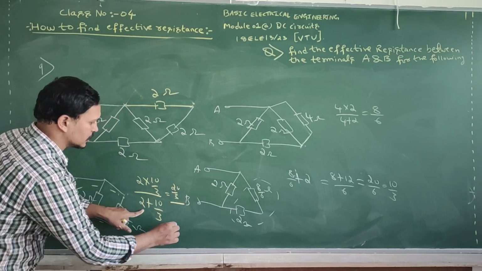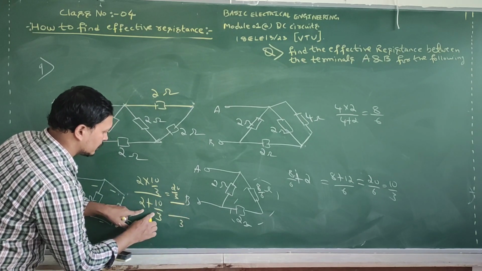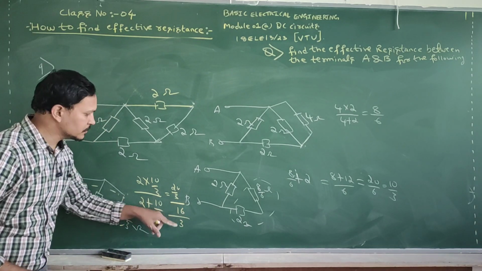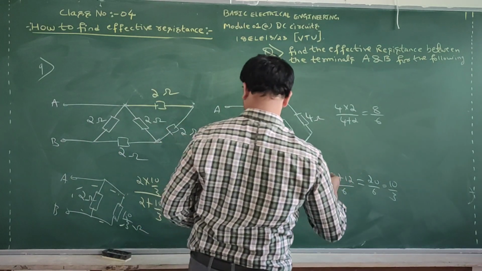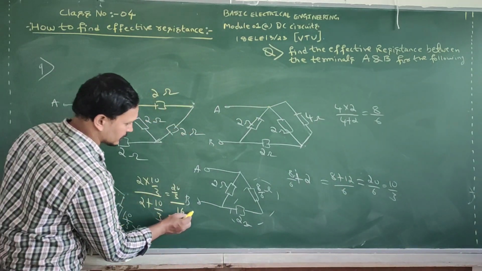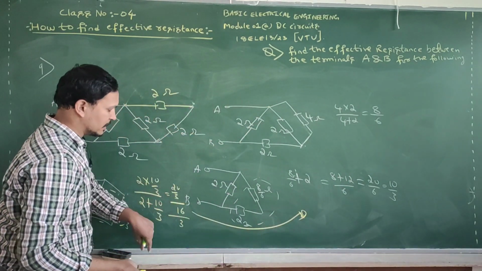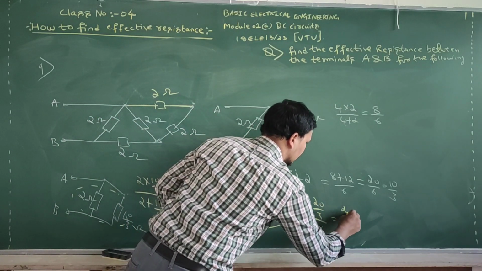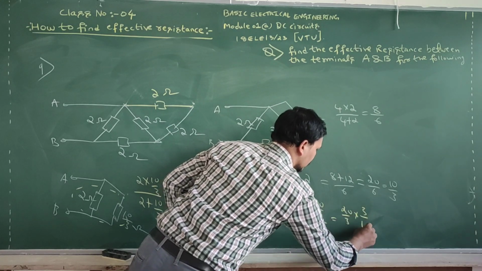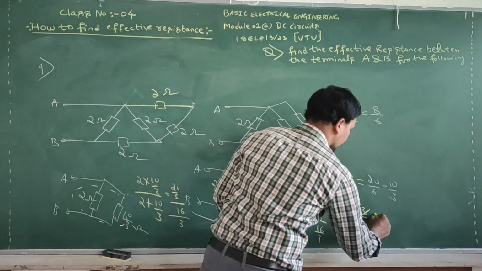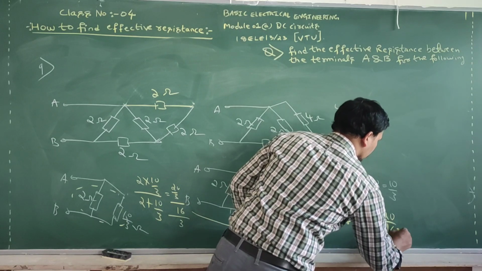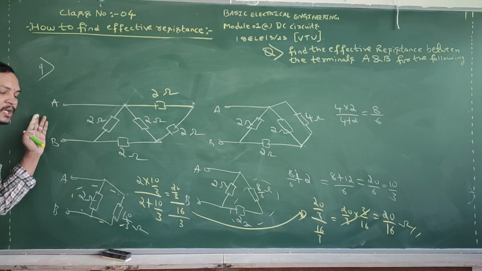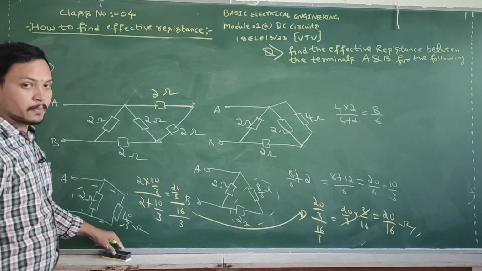Numerator divided by denominator is how much? Denominator we get 16 by 3: 3 twos are 6, 6 plus 10 is 16. Now simplify that. So 20 by 3 divided by 16 by 3. Further it becomes 20 by 3 into 3 by 16. 3 gets cancelled. What is the answer? 20 by 16 ohms. The final answer is 20 by 16 ohms.